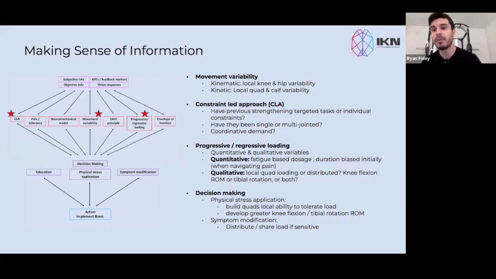Because, like I said before, we are trying to influence the individual's movement options, their movement variability, how the muscles and joints behave, how they interact with forces, while simultaneously navigating pain. That's what makes our job complex. That's why we have to have this decision-making framework and separate the process of doing things to apply stress, to influence muscle and joint behavior, but also things that we do to modify symptoms.